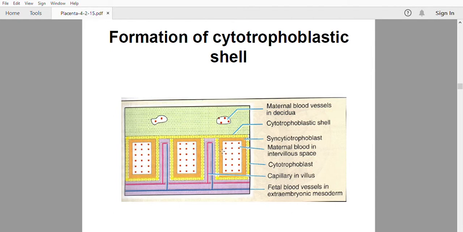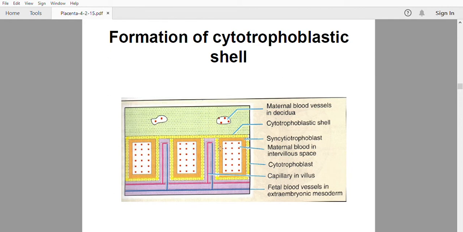The blood of the mother and the fetus never mixes. So there is a membrane which separates the maternal blood and the fetal blood vessels. It is named the placental membrane. The membrane which separates them is made up of the layers of the walls of the villi.